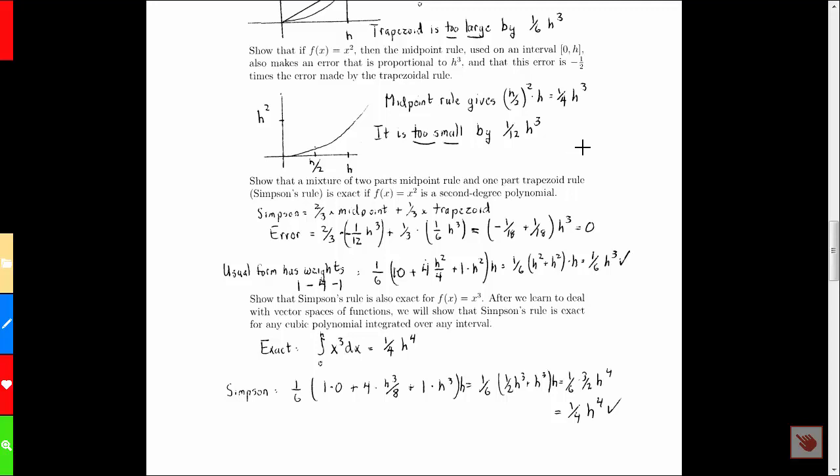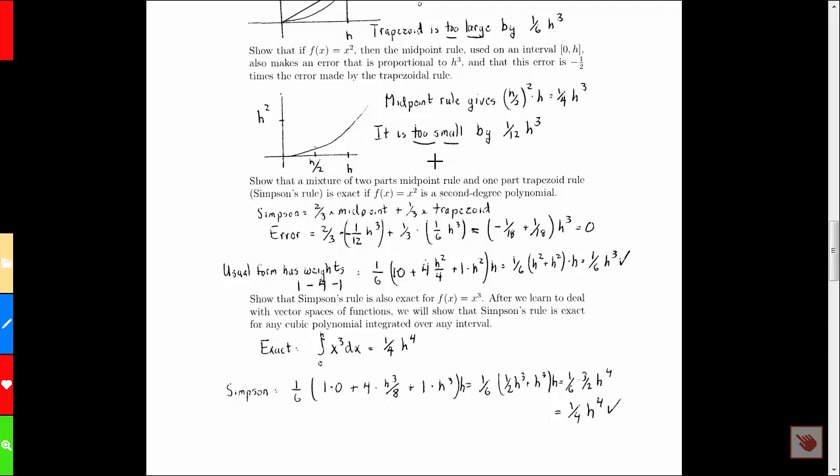However, you may now have spotted a way to fix the situation. The trapezoid rule provides a result that's too large. The midpoint rule provides a result that's too small. If we combine them, we may be able to get those errors to cancel out. And since the error made by the trapezoid is twice as large in magnitude as the one made by the midpoint, all we have to do is use 2/3 midpoint and 1/3 trapezoid.